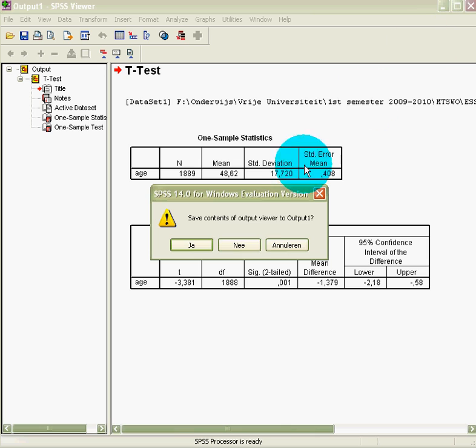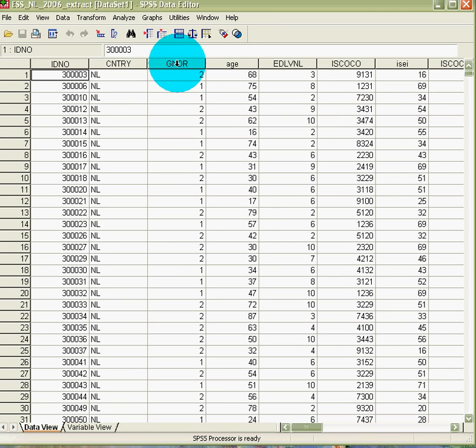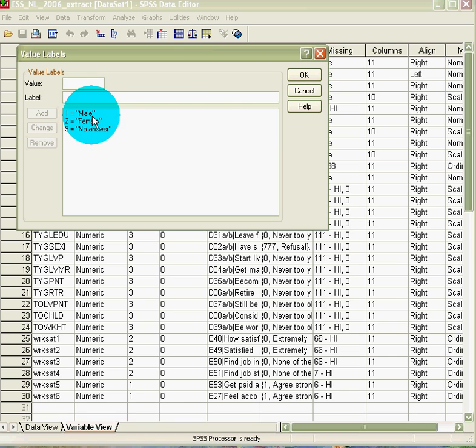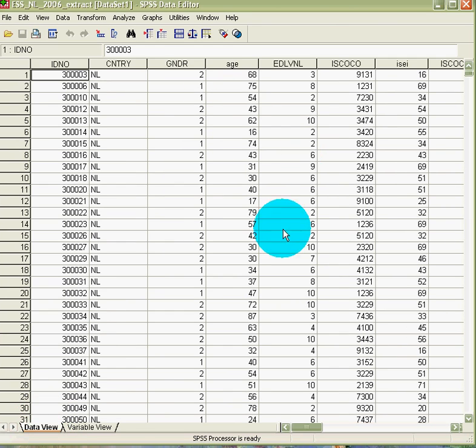Let's do another test. We don't want to save this. For instance, if we want to use gender, there were males and females in this sample, and if you don't know what a 1 meant, a 1 was a male and a 2 was a female. If we want to test this, we could ask the question: are 50% of all the people in this sample male? So this sample is 50-50 distributed. Or actually I should say, maybe the population is 50-50 distributed.